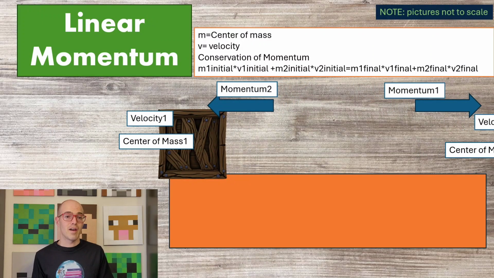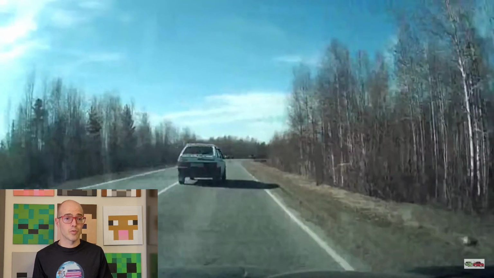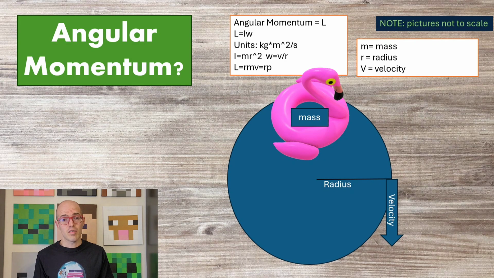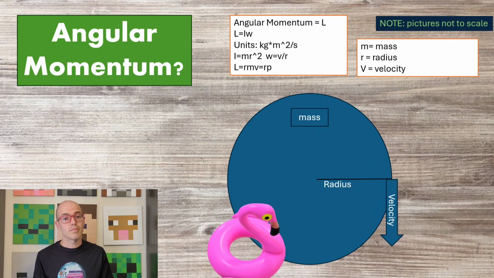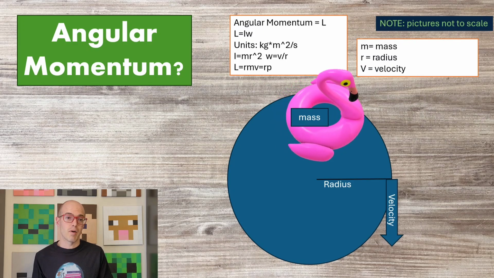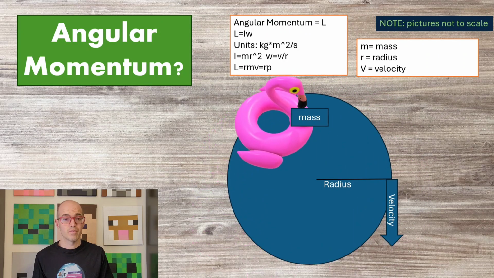In angular momentum, objects rotate around a central point, transferring momentum through rotational motion. This is common in systems like gears and wheels, where rotational forces and torques play a significant role. Understanding angular momentum is crucial in fields like robotics and mechanical engineering, where precise control of rotational motion is essential.